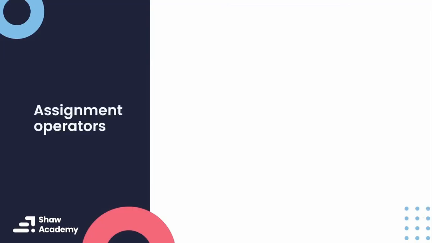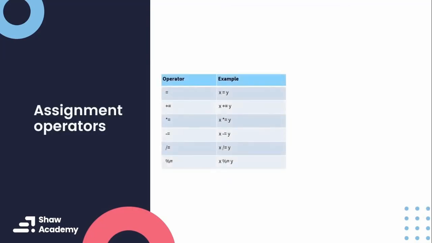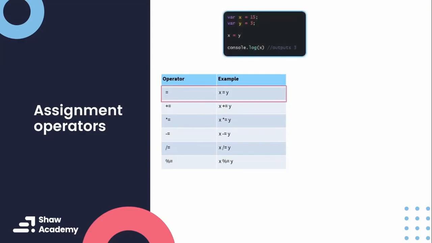Now moving on to assignment operators, and here is a table that shows you a couple of examples of the assignment operators that we tend to use mostly in JavaScript. Keep in mind, assignment operators are used to assign values to a variable, and we've done this with the very first example, which is equal. In this example, we've created two variables, x and y. X equals 15, y equals 3.